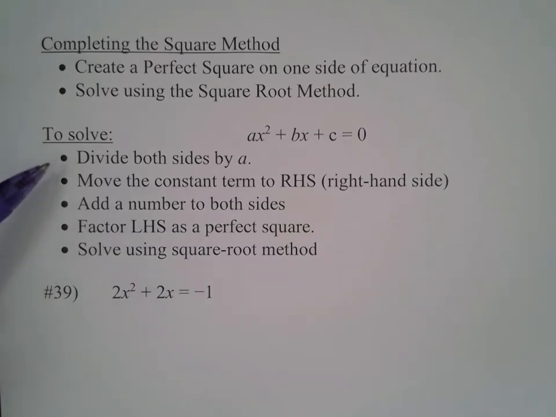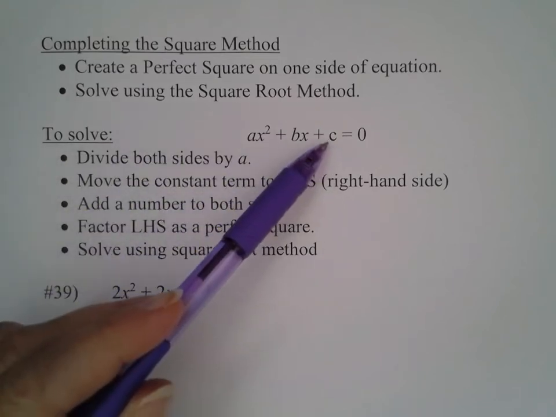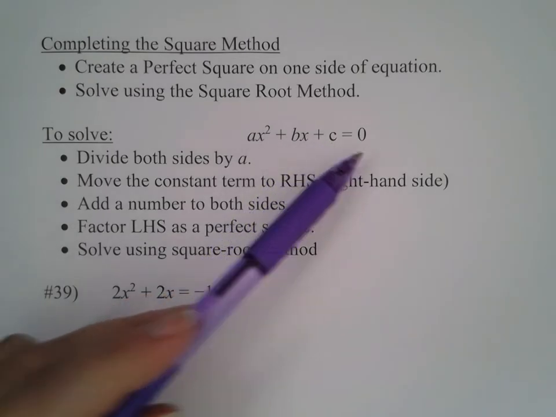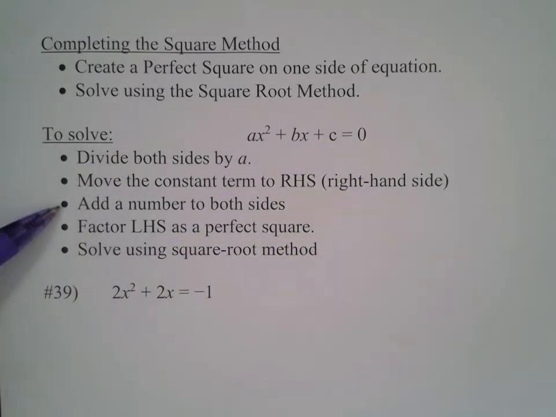Okay, so I'll run through these steps again. They're very similar to what we've discussed already. We're going to divide both sides by a. We're going to move the constant term, that's the c here, over to the right-hand side. Then we're going to add a number to both sides to help us factor it into a perfect square. Once we've done the factoring, then we'll be all set up to use the square root method. So completing the square is sort of like the setup for the square root method.